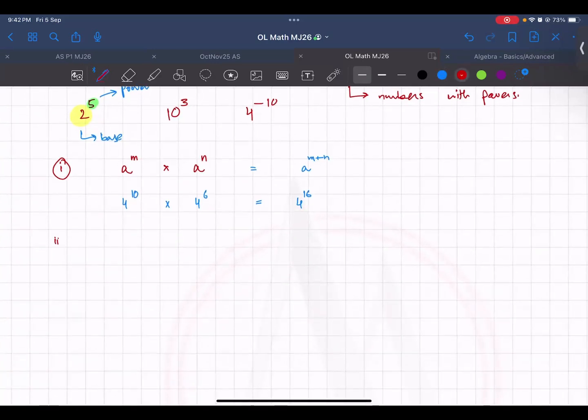Then, base is the same, but they are dividing. So they subtract the powers. If you have 10 to the power of minus 3 divided by 10 to the power of, let's suppose, 7. So क्या हो जाएगा ये? 10 to the power of minus 3 minus 7, which would become minus 10. Power subtract हो गई. Minus 3 के बाद minus and then plus 7. Let me write it down like this.